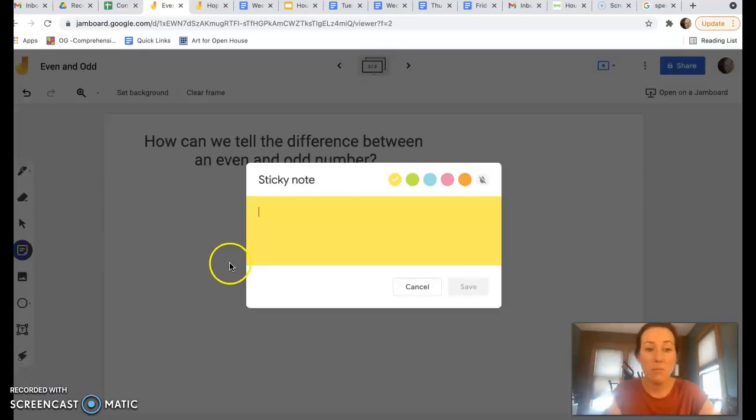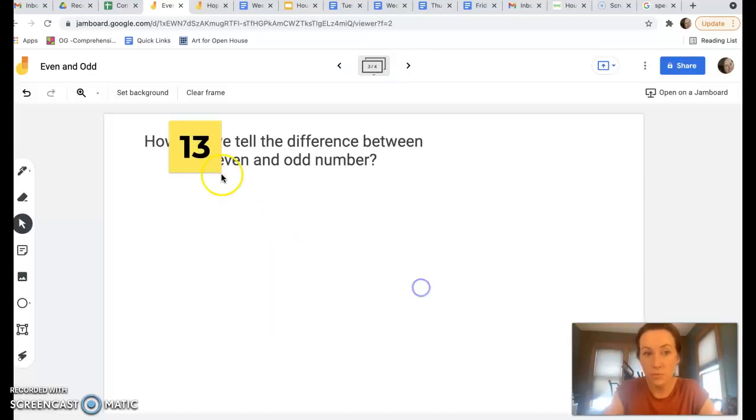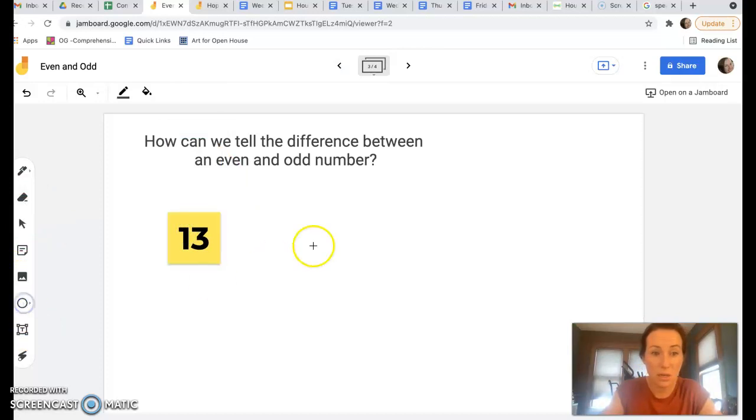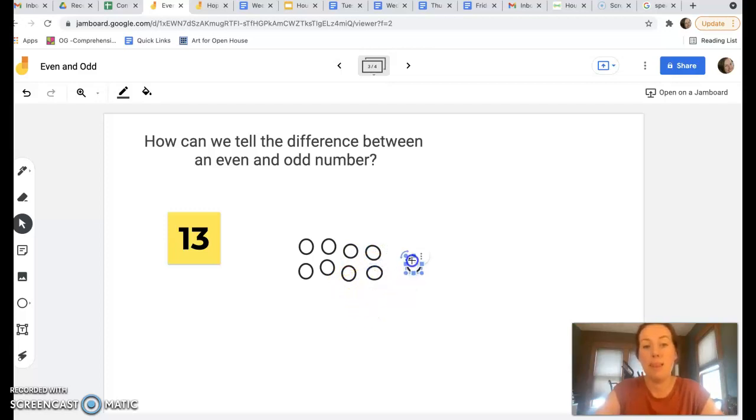So if I had the number 13, if I draw out the number 13, let's do circles. 1, 2, oops, little tricky, 3, 4, 5, 6, 7, 8, 9, 10, 11, 12, 13. So I've drawn out my number using pictures.